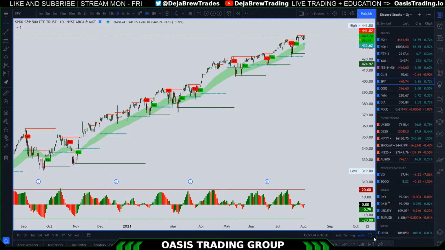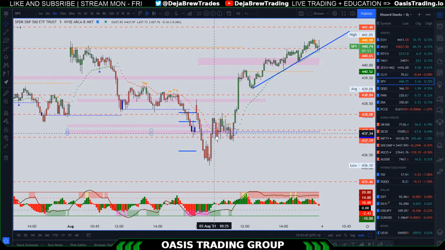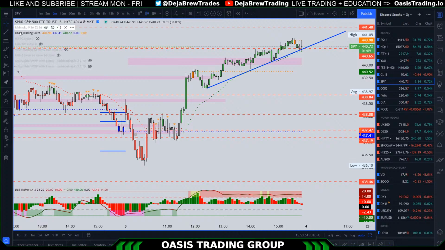Yeah, it's all proprietary stuff. It's all coded inside PineScript, TradingView's code.